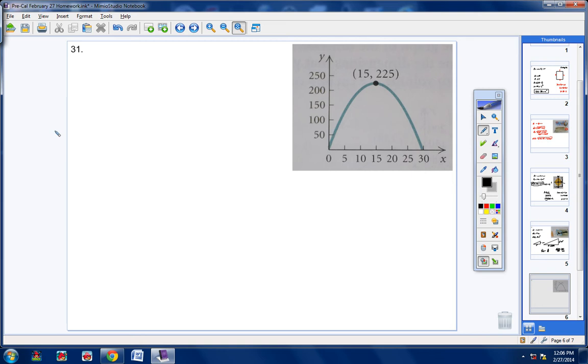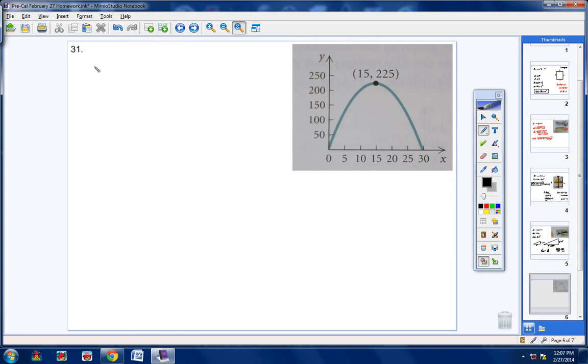Two more problems and we're finally done. Let's take a look at number 31. A daycare center has 30 feet of dividers with which they are going to enclose a rectangular play space in a corner of the room. We've kind of done one like this before. The sides against the wall require no partition. Suppose the play space is X feet long. Express, letter A, express the area as a function of X.